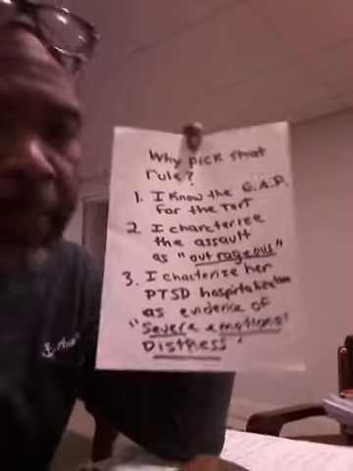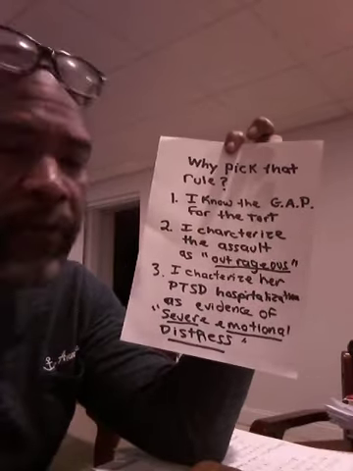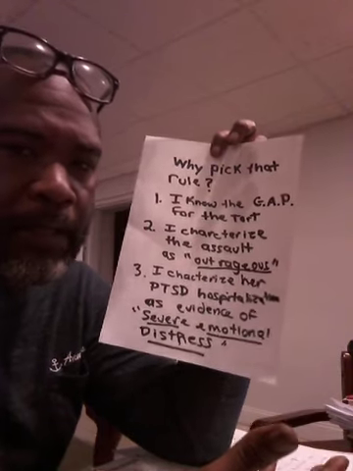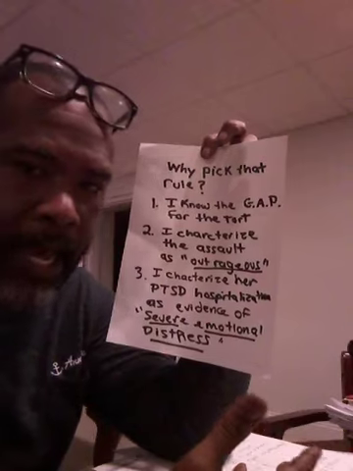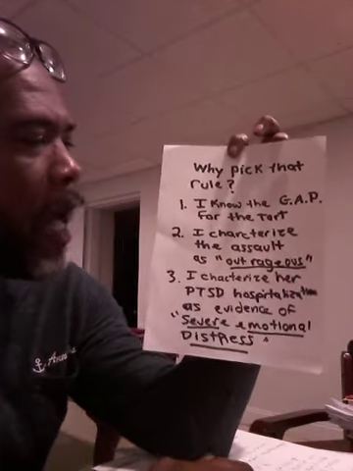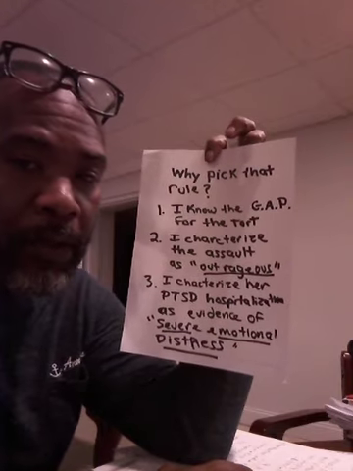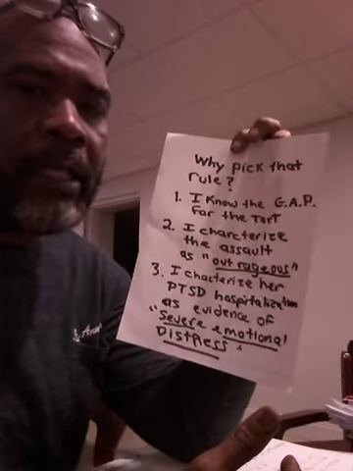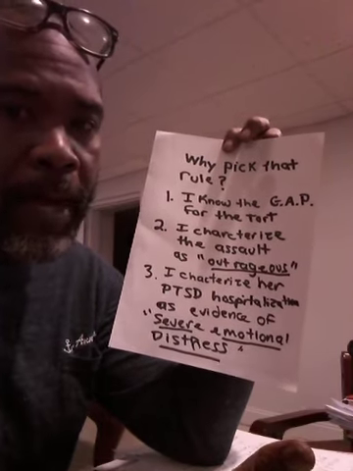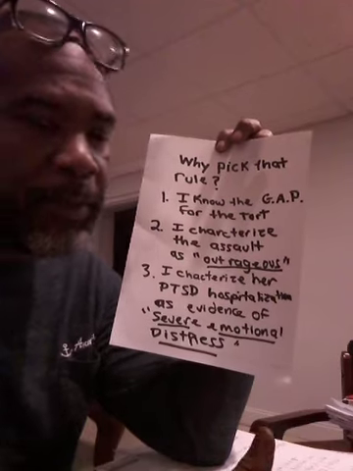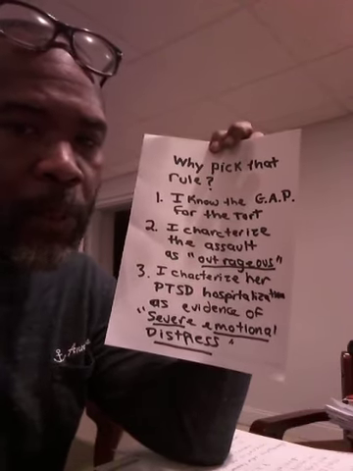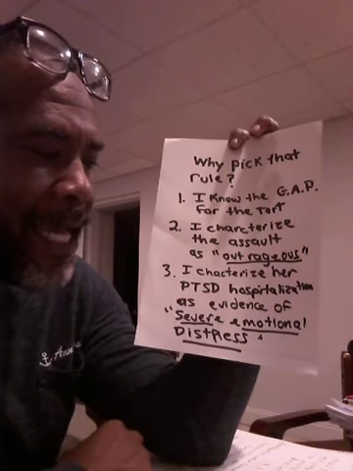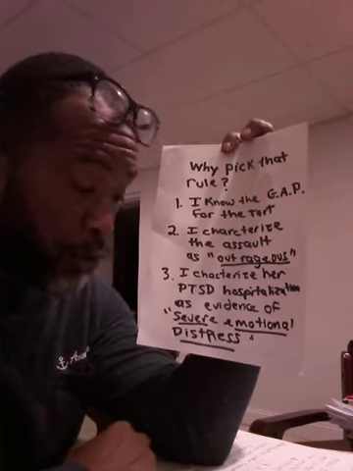So why would I pick that rule? I know the generally applicable principle for the tort in advance, so it's not as taxing for me to think, oh, well, which one could that possibly be? But obviously, you guys are just starting. You need to have that kind of considered in advance, right? I characterize the assault that Bob commits on Laura as outrageous. It's not reasonable. Is it acceptable? No. Well, then it's not a leap to argue that it's beyond all bounds of human decency, or some other such similar description. Simply the word outrageous is enough because that's the one that's present in the generally applicable principle that I selected. I also characterize her PTSD hospitalization as evidence of severe emotional distress.